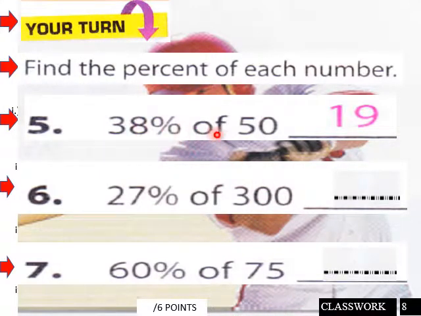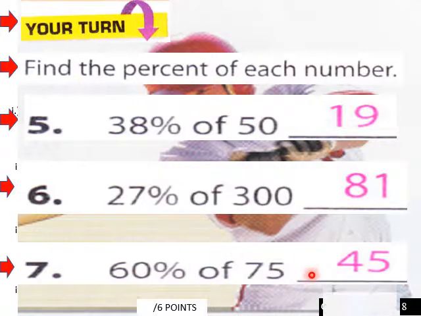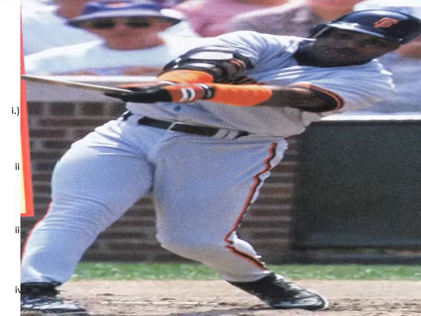Okay, so 38% of 50 would be 19. 27% of 300 would be 81. And then 60% of 75 would be what? It would be 45. So that would be your solutions there, students.